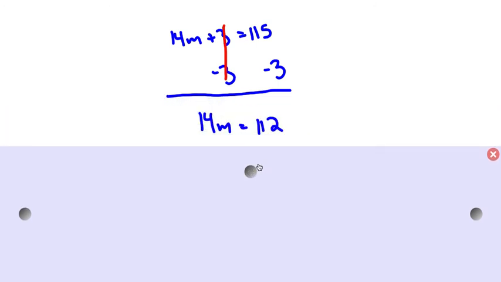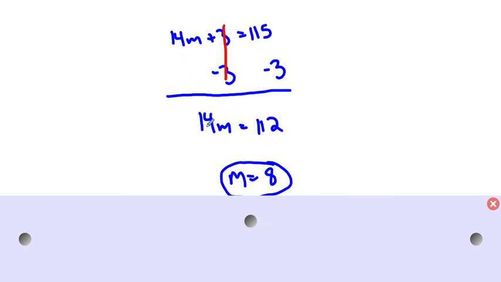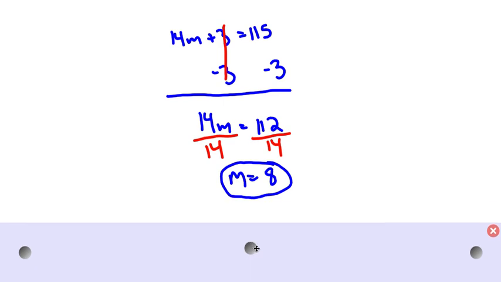So 14m equals 112. Last step, 14 is being multiplied by m, so we would do the, ooh, I didn't even write it there. We would do the opposite and divide by 14. Sorry, I missed that step. Divide both sides by 14. And we end up getting 8 for our answer for this one, okay? So there's your final answer, m equals 8.